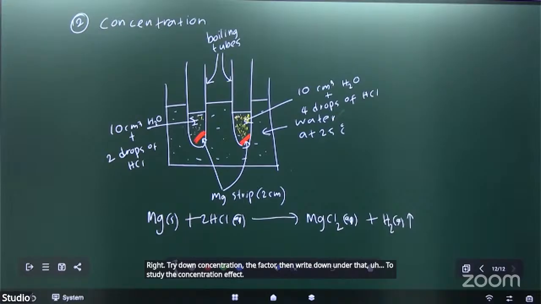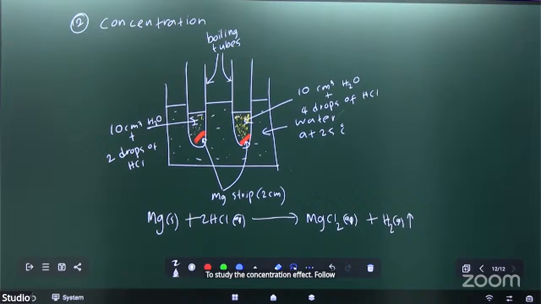To study the concentration effect, following experimental setup can be used. Draw the setup.